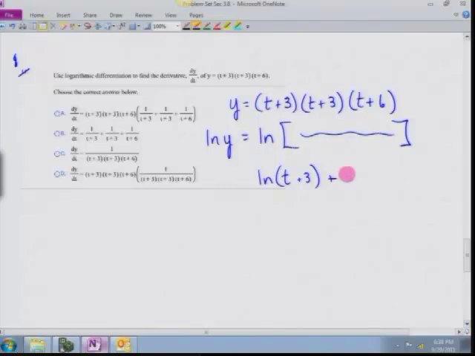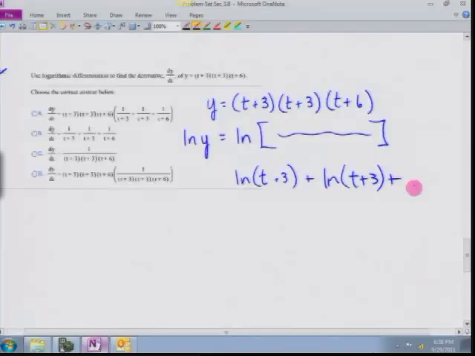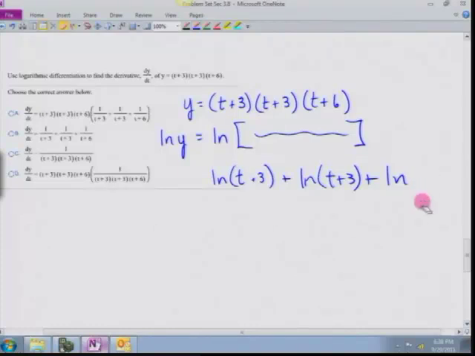So now we can break it apart and have this. I'm running out of room. That looks ugly. And we've still got ln y over there. Okay? So that's your first step, and that's the approach that we're going to do. Then we're going to take the derivative of both sides.